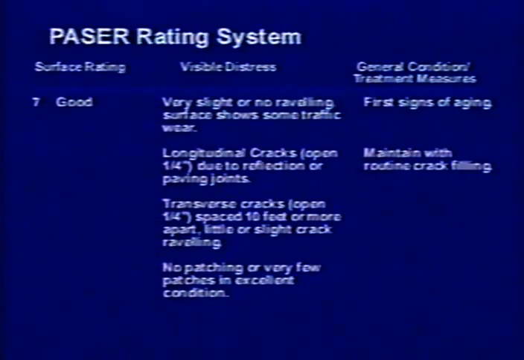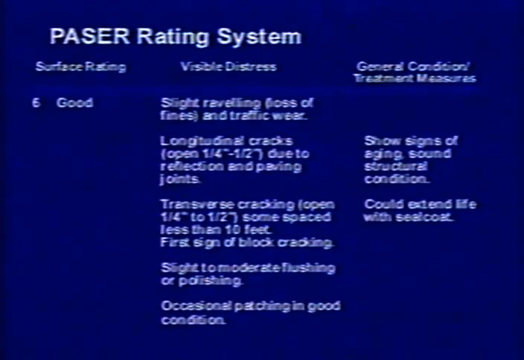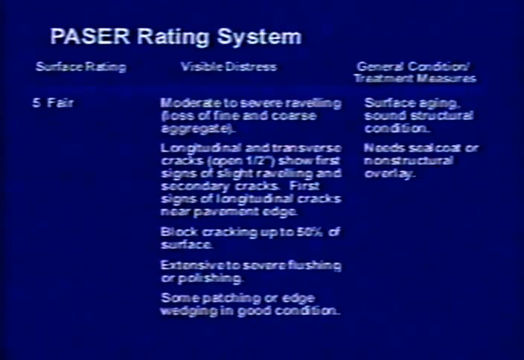A 7, in this overview, is a pavement that is a good candidate for crack sealing. That is, it's early in the life of the pavement, and a crack seal would be the appropriate maintenance treatment. If we move further on down the scale, pavements rated 5 and 6 are still in good structural condition, but they're in need of a surface treatment. This is the time to catch it with a seal coat, for example.